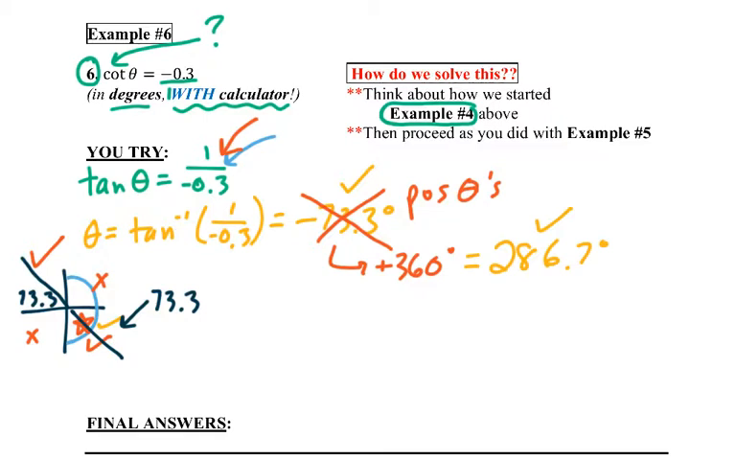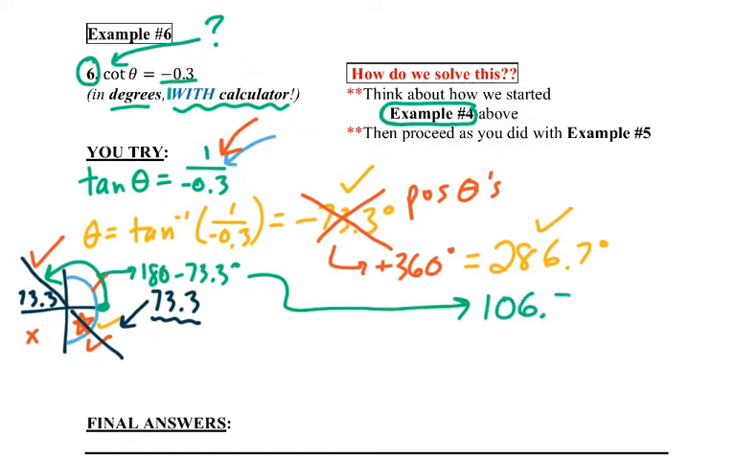But again, we can't write 73.3. We already have that sort of as one of our answers. So you think from 0 degrees to that second answer, how much is that? And how much is that angle going to be? And that's actually going to be 180 minus 73.3. So for my second answer, it's really going to be 106.7 degrees. Final answers. Where is the cotangent of theta equal to negative 0.3? I would say 286.7 degrees and 106.7 degrees. Final answer.